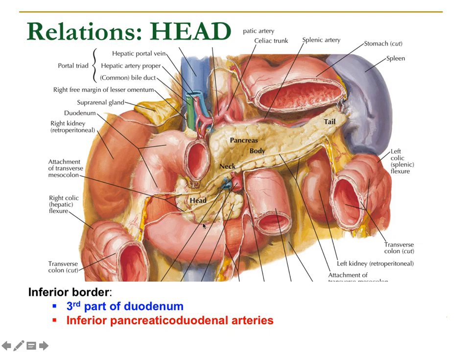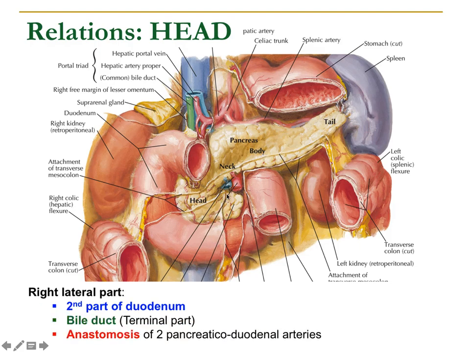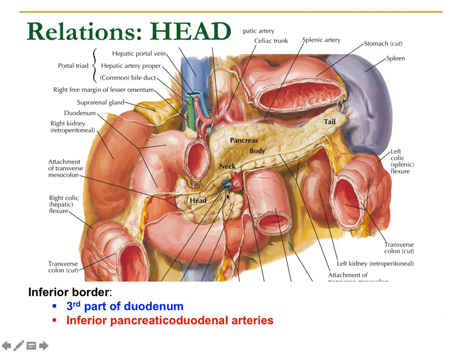And in the inferior border, if you see here, this whole region is the inferior border. This inferior border is present just above the third part of the duodenum, and here again you will find one of the very important arteries that is supplying the inferior part of the duodenum, and that one is the inferior pancreaticoduodenal artery.